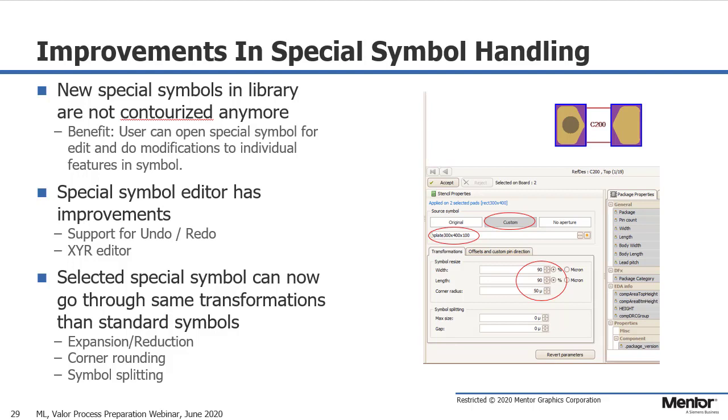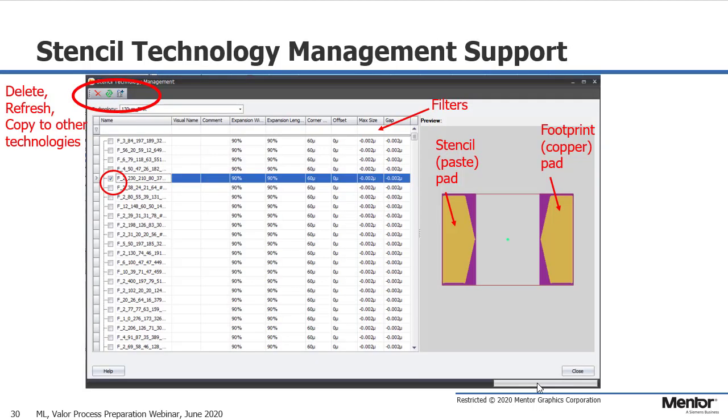The special symbol editor now has undo and redo capability, and special symbols now can be transformed in the same manner as standard symbols. Stencil technologies, or rules, were part of the first release of the Stencil Design module, but in 12.9 we have given our users more control on managing these libraries. Now you can see and manage the stencil rules, and therefore copy a rule from one technology to a different one directly, and so not need to create a rule in a technology when that rule exists in another one.